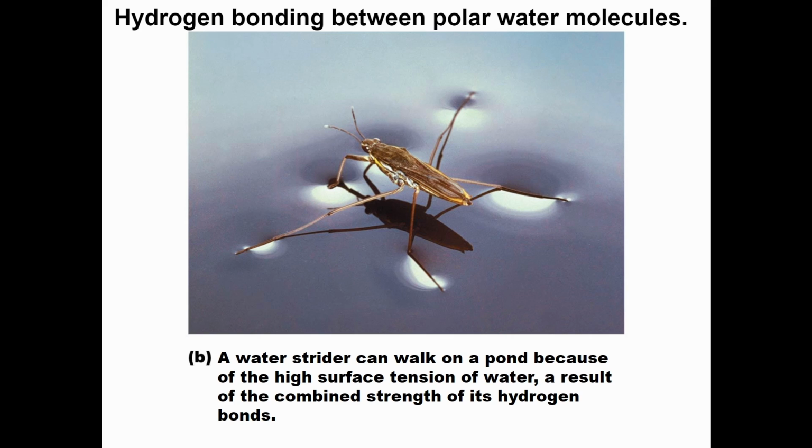Here is an example of a water strider, a bug that is able to use the surface tension created by hydrogen bonds in water to float or skate across a pond.